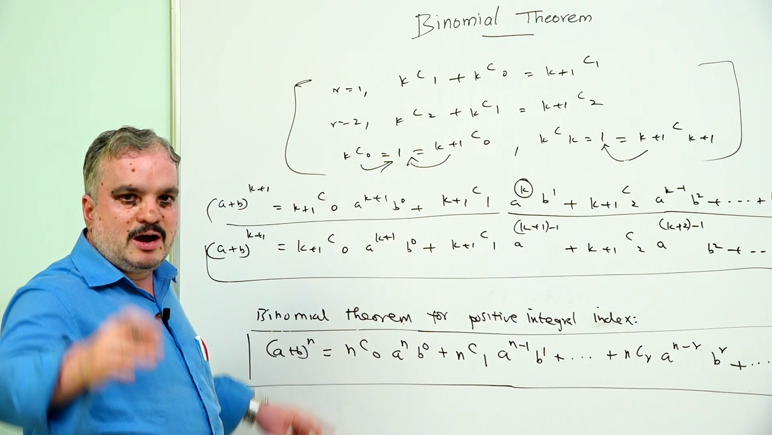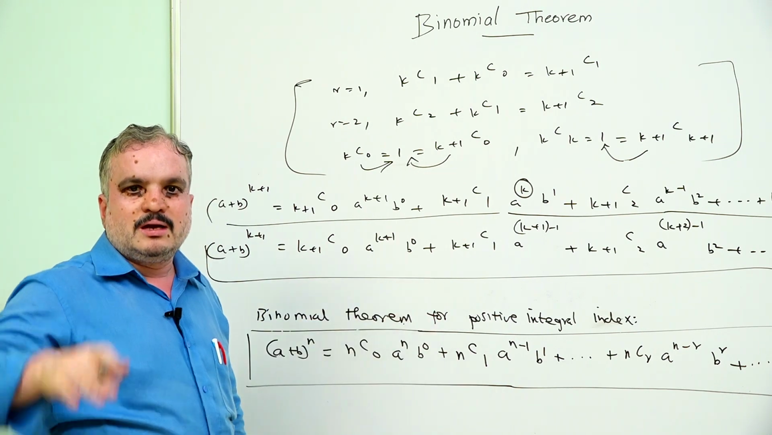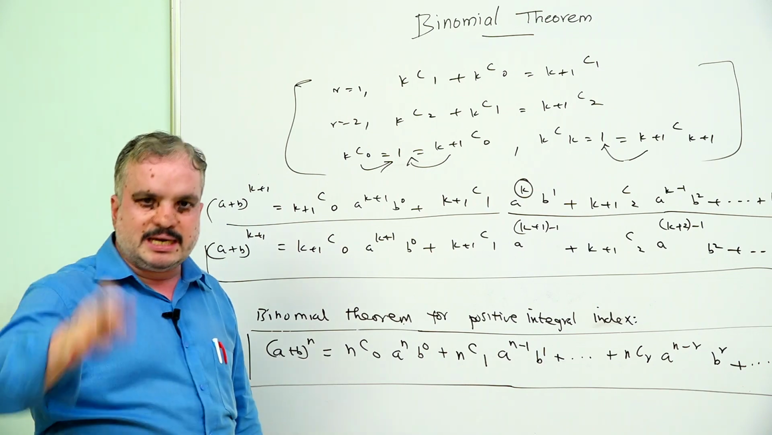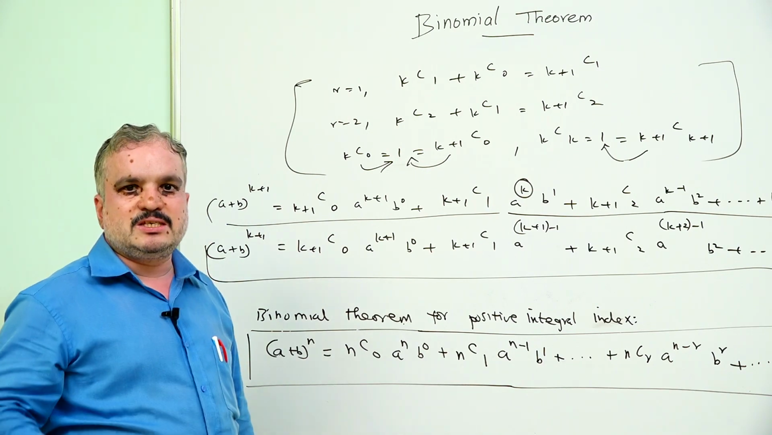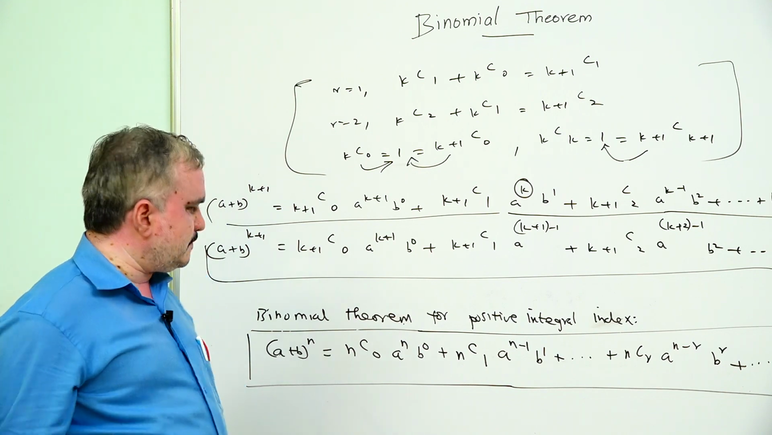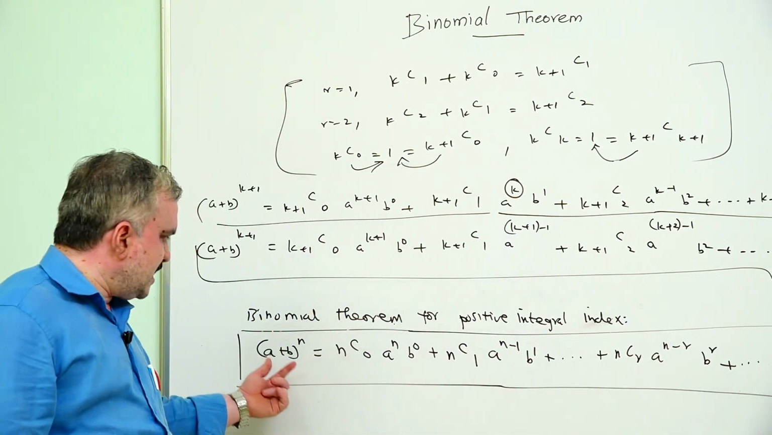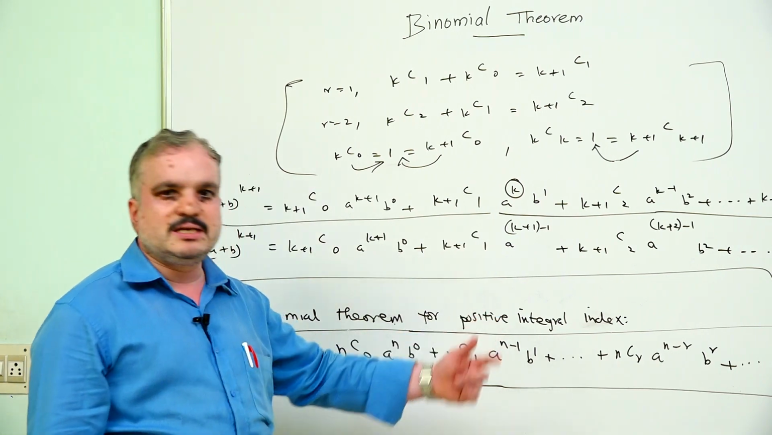This shows P of k plus 1 is true whenever P of k is true. Thus by the principle of mathematical induction, P of n is true for all n belonging to N. Hence the binomial theorem for positive integral index, (a plus b) whole power n, is proved.